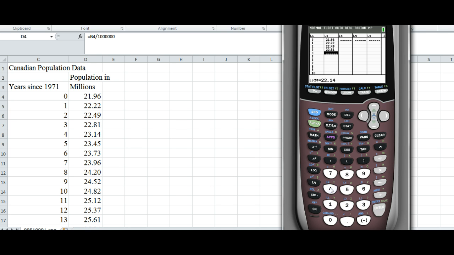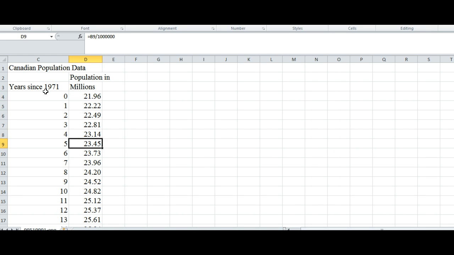What I will do, just as part of a check, is occasionally look up and make sure that it matches. So 24.20. Number 9, 24.52. Number 10, 24.82. I got 11, which is 25.12. And here what I'll do is scroll that up a bit.